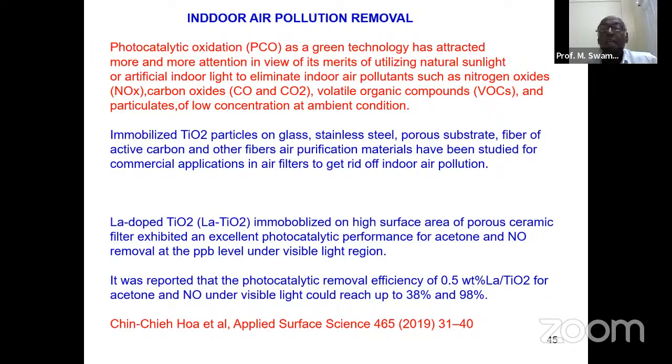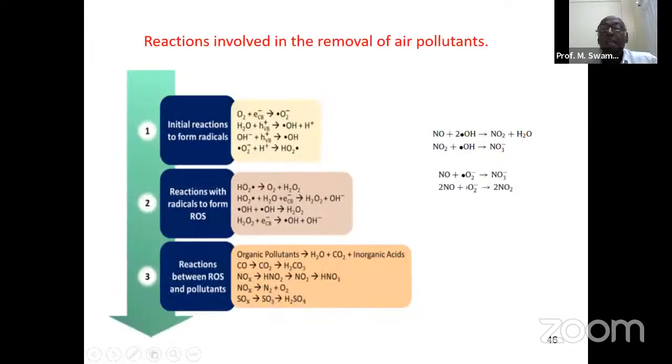All of us know that any TaO2 or any semiconductor material, when it is excited, forms superoxide radicals as well as hydroxyl radicals. So these hydroxyl radicals can react with the nitric oxide, forming nitrogen dioxide or nitrate, or superoxide can react with the nitric oxide and nitrogen dioxide, forming the nitrates. So here you can see the initial reactions, and these are the final reactions.